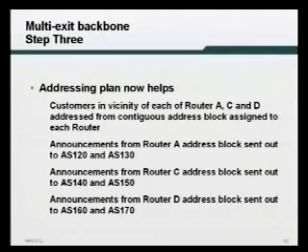So announcements from the router A address block are sent out to AS120 and 130. Announcements from the C address block are sent out to 140 and 150. And announcements from the D address block are sent to 160 and 170. Note, we're still sending our aggregates, and we've fixed up the prepends. Right? So the aggregates and the prepends are all fixed up.